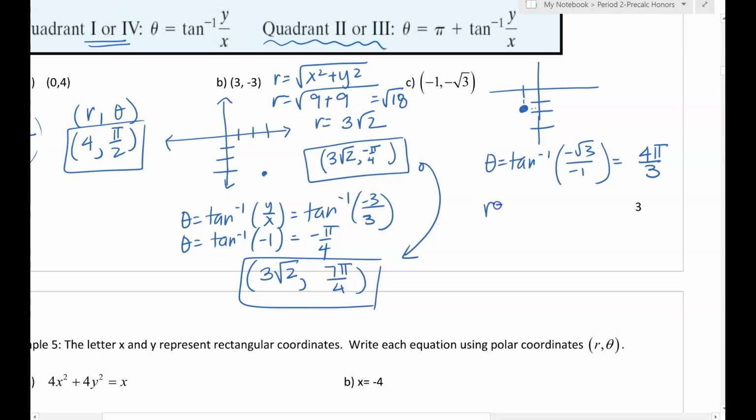Now let's find radius. Radius is the square root of x squared, which is the quantity of 1 squared is 1, plus the quantity of negative rad 3 squared, which is now positive 3. Oh, I made a radical sign way too big. So that will give me a value of 2. So 2 comma 4 pi over 3. Yep, totally okay to have.